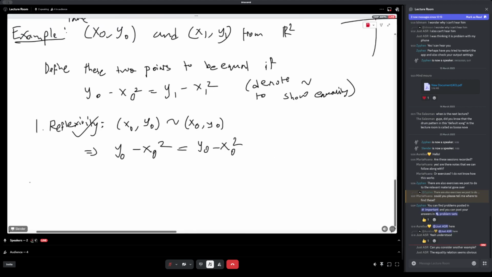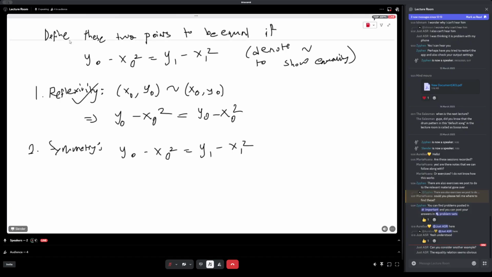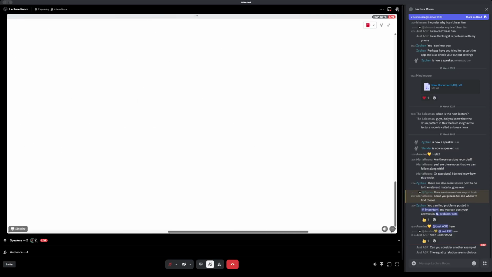So this is done. And then we also have symmetry, because if you take this equation and flip it, this also means the same thing if you wrote it the other way around. Agree? You guys agree on this? And then symmetry is done.